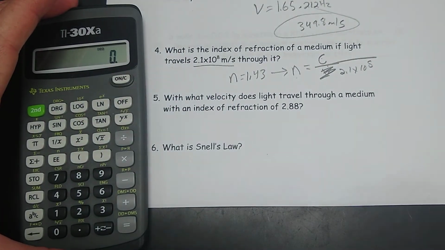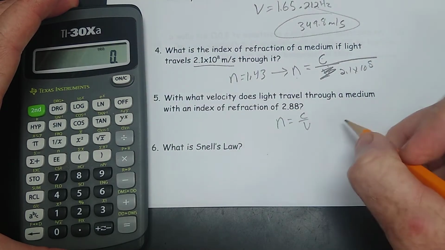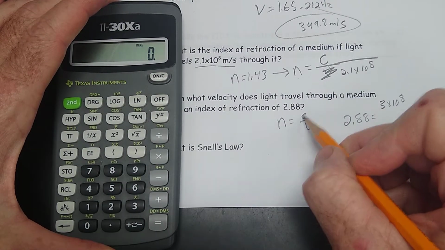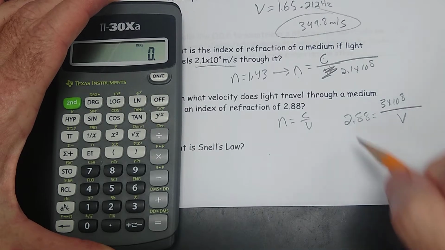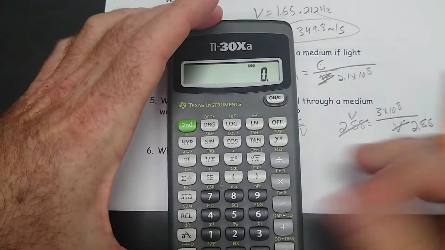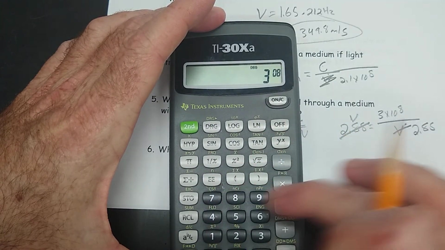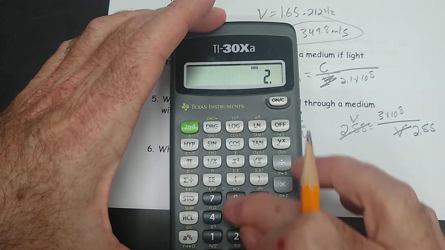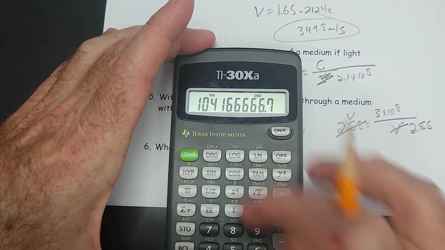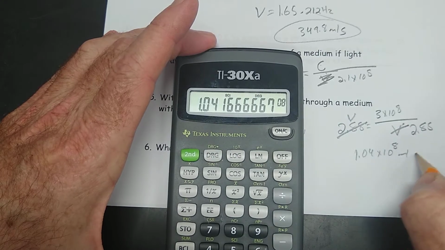With what velocity does light travel through a medium with an index of refraction of 2.88? N is equal to C over V. 2.88 equals 3 times 10 to the 8th, that's what C is, over V. What's that velocity? We'll just swap those two. And we'll say 3 EE8 divided by 2.88. And let's change that to scientific notation. 1.04 times 10 to the 8th meters per second.